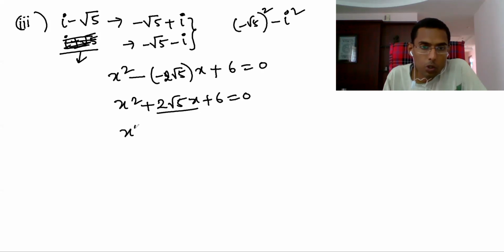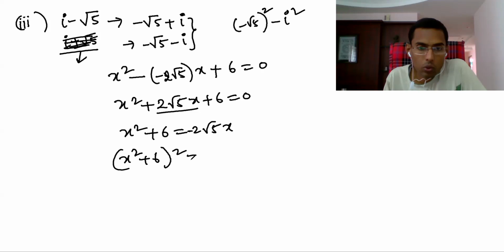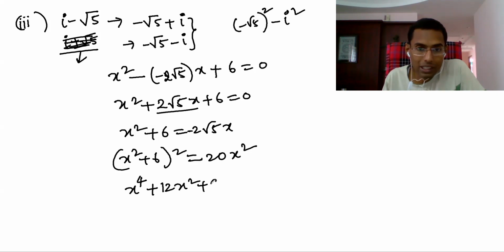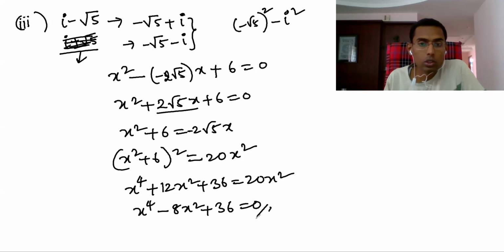So what should we do? x square plus 6 equal to minus 2 root 5 x. Now square on both sides. x square plus 6 whole square equal to 4 into 5, which is 20x square. So this is the required equation. With this you are going to get the roots, these two roots also along with the other two roots, because this is fourth degree. x power 4 plus 12x square plus 36 equal to 20x square. So this gives x power 4 minus 8x square plus 36 equal to 0. So this is the required equation.